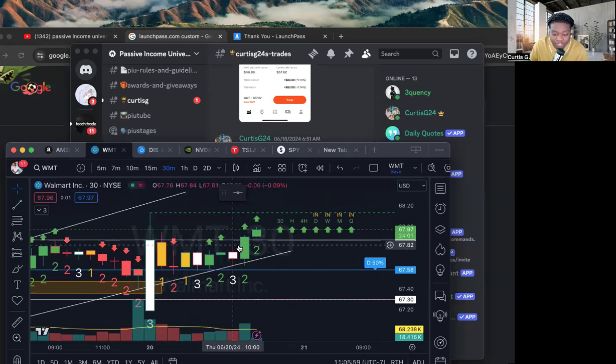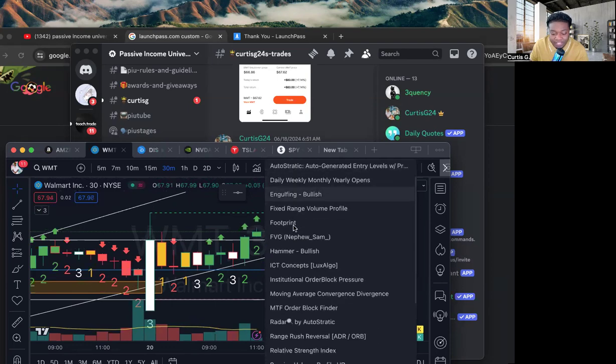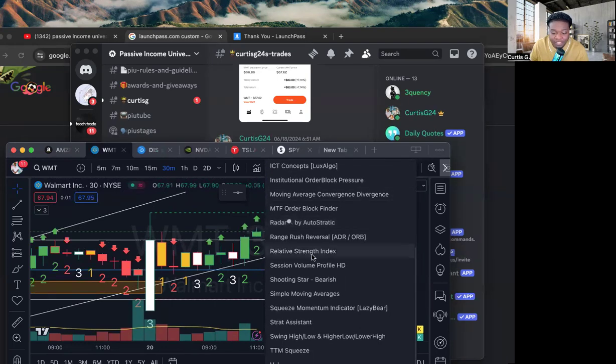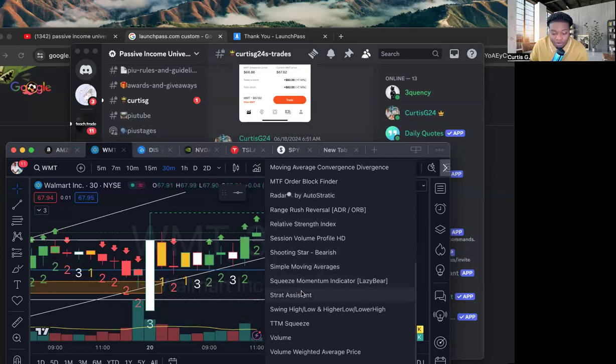So the indicator that shows you these arrows is known as the Strat Assistant. And the Strat is a trading style or trading methodology. It's a trading technique that was created by a guy by the name of Rob Smith. His Twitter handle is Rob the Black. Unfortunately, he passed away last year, but he created this trading style called the Strat.